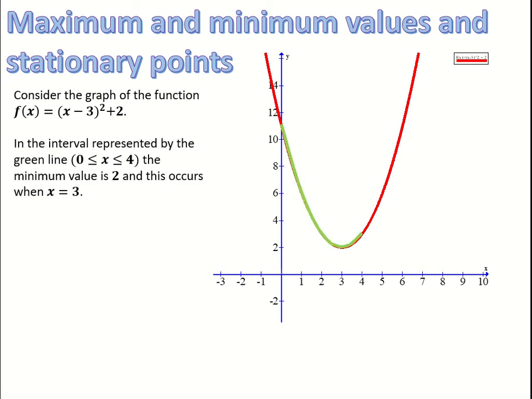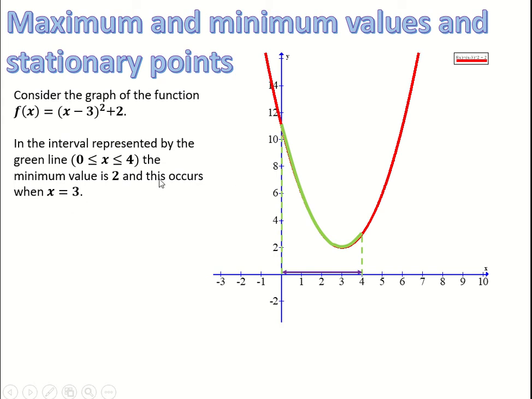What I've done here is I've chosen a specific interval. So we've got this interval where x is between 0 and 4. x can equal 0 at this point here, and x can equal 4 at this point here. So we're just focused on this bit, this green line here. That's the specific interval that we want to focus on.